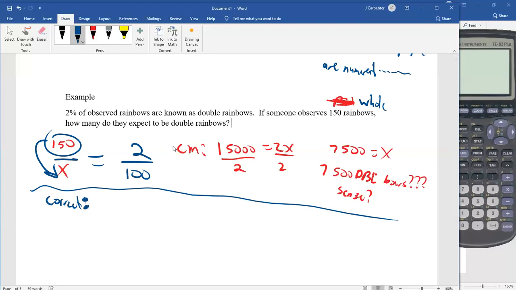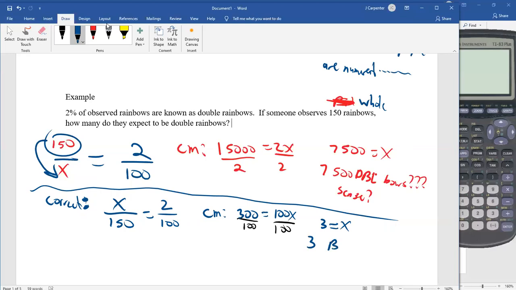Colon, not question mark. It should be x over 150, part to whole, the 150 is all the rainbows, equals the 2% of them. Cross multiply. 2 times 150 is going to be 300. So you get 300 is equal to 100 times x, which is 100x. You're going to divide both sides by 100. 300 divided by 100 is 3. So 3 is equal to x. So it means you'd expect 3 double rainbows. That makes sense.